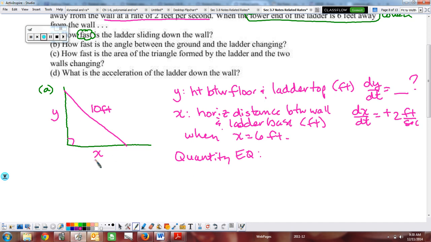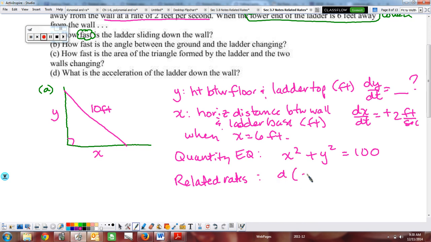If you just take a look at it, like, oh, wait a minute, that's Pythagorean theorem. x squared plus y squared equals 100. This is why you need this, because this is not a variable. This was set for the problem. Then I get my related rates equation.